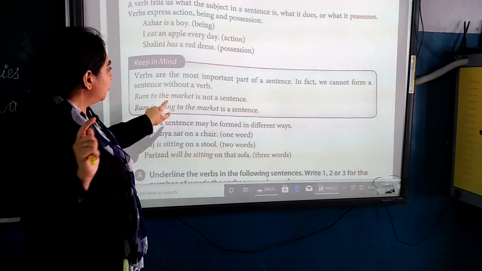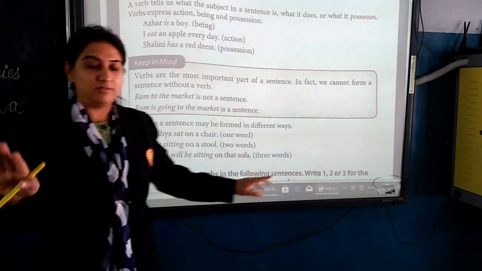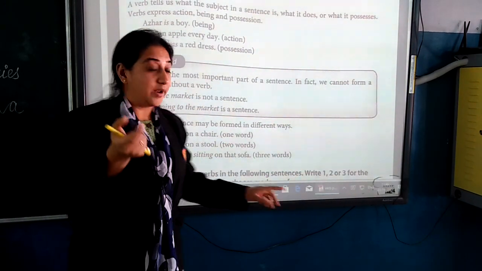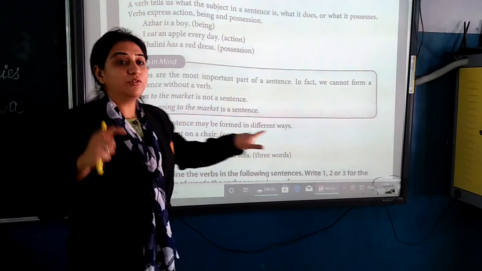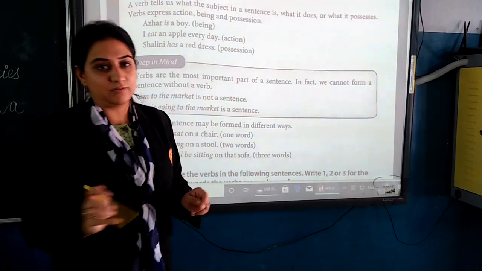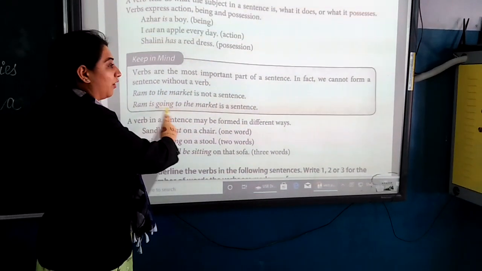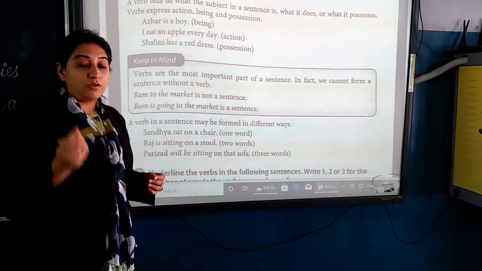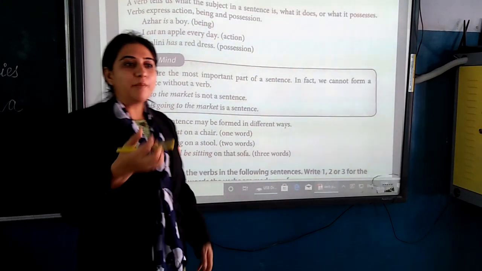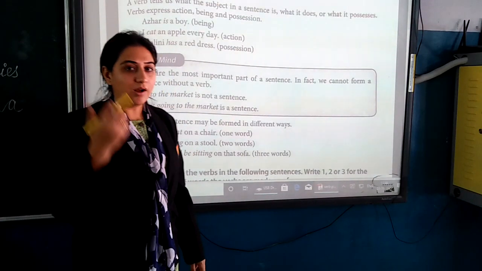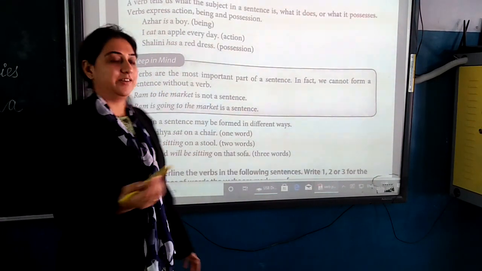Ram to the market is not a sentence. Without a verb, it cannot be made. Ram is going to the market will make a sentence. So what is important? A verb, is going. So what is important, students? A verb is very important for framing a sentence.